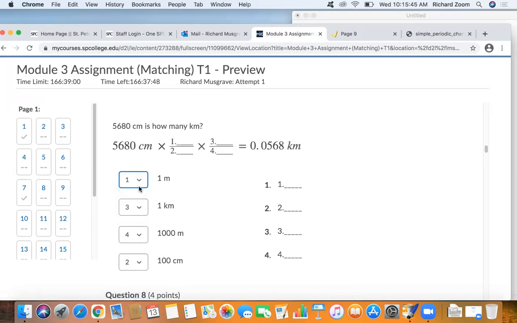So you could just do it on a sheet of paper, but really what I'm trying to get you to do here is realize where the units need to go in order to make sure everything cancels and you're left with what you want. Does anybody have any questions about the assignment here?